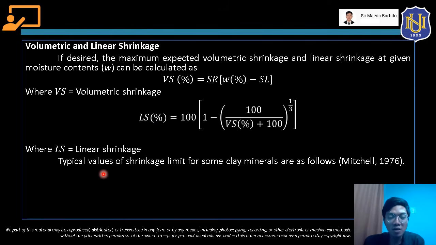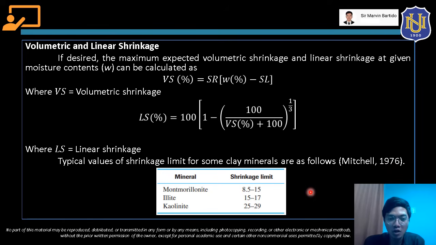Okay. So, typical values of shrinkage limit for some clay minerals are as follows. These are the different clay minerals and their corresponding shrinkage limits. Montmorillonite has a shrinkage limit of 8.5 to 15. Illite is 15 to 17. Kaolinite is 25 to 29.